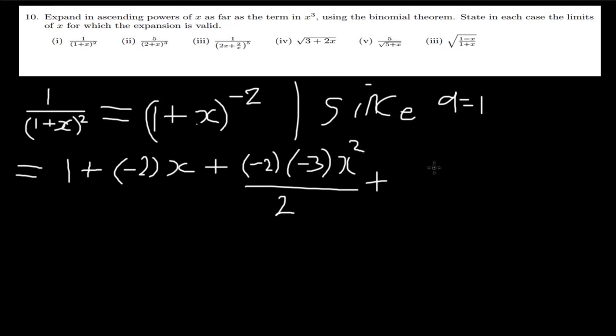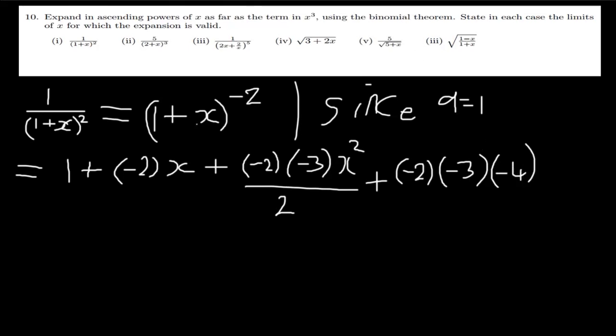Now I'm going to my last term, which is going to have x to the power 3. So my first n will be -2 in brackets, and then negative 3. Why negative 3? Because n minus 1 is just the same as negative 2 minus 1, which gives me negative 3, and then the next value will be n minus 2, which is negative 2 minus 2, which will give me negative 4.